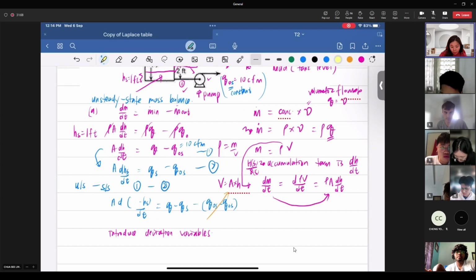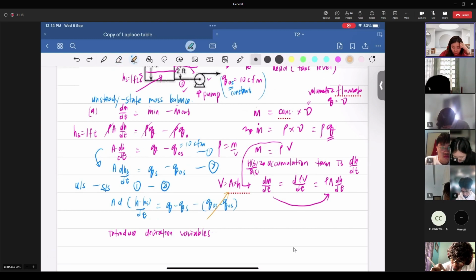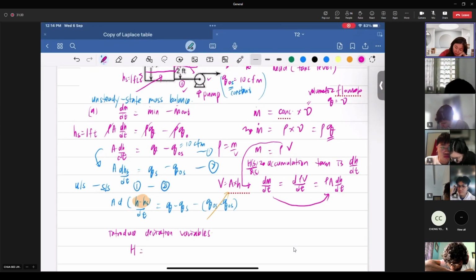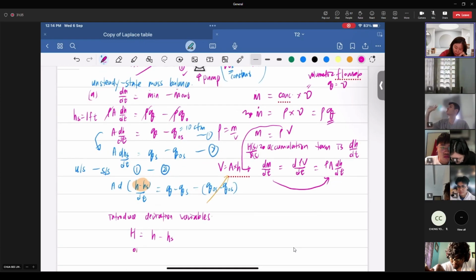So I want to go back. Originally it is in small letter. So this one highlight, correct. Small letter. Then you just represent the deviation variable in capital or uppercase. So you can use H as unsteady state minus steady state, or you want to use H prime equals H minus HS, up to you.